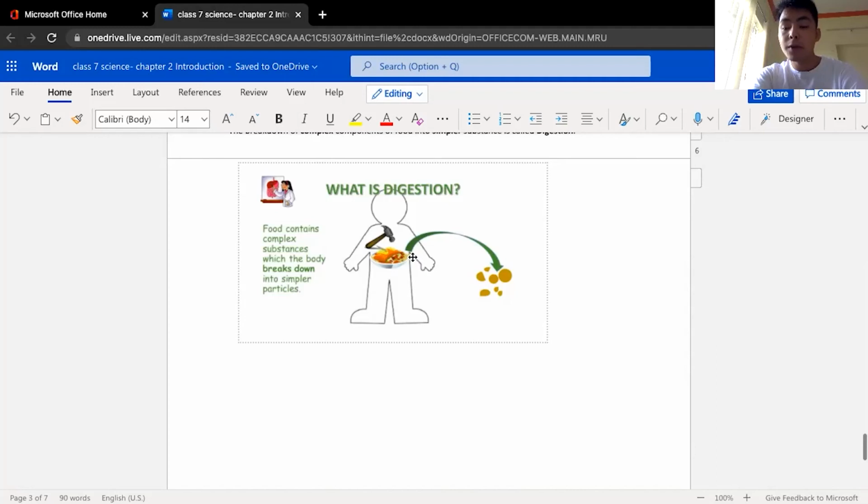The food is being observed. And for that to happen, the food has to be very tiny, at a micro level.